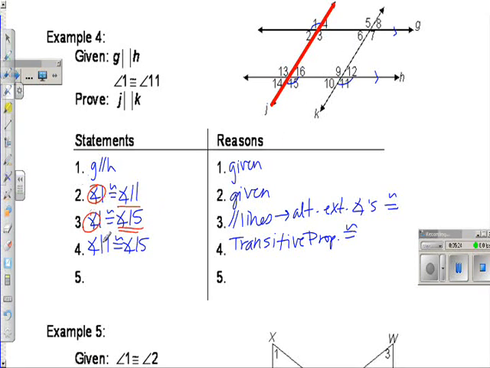But now, since 11 is congruent to 15 and those are corresponding angles, you know that J has to be parallel to K because of the corresponding angles postulate, or because congruent corresponding angles imply lines parallel. Since the corresponding angles are congruent, you knew the lines had to be parallel. Now we've reached our proof statement.